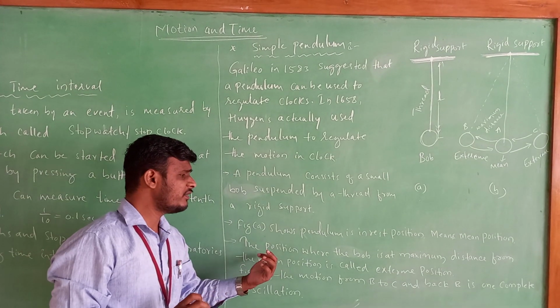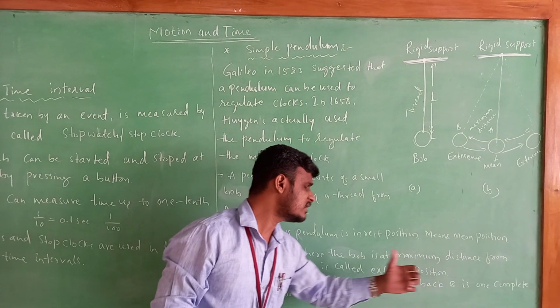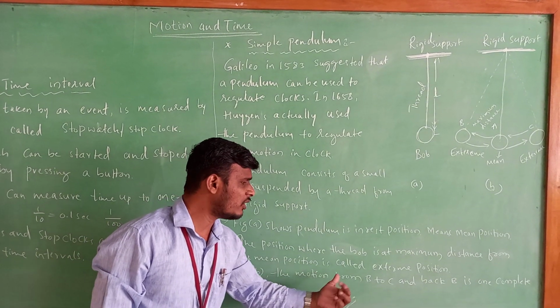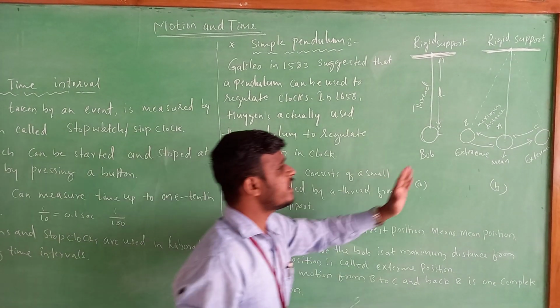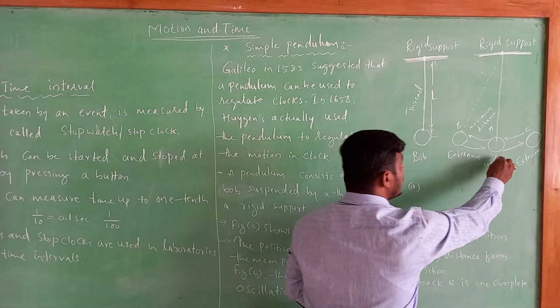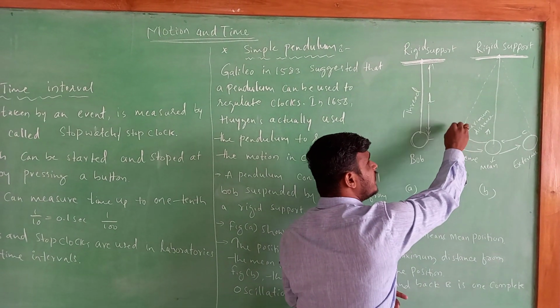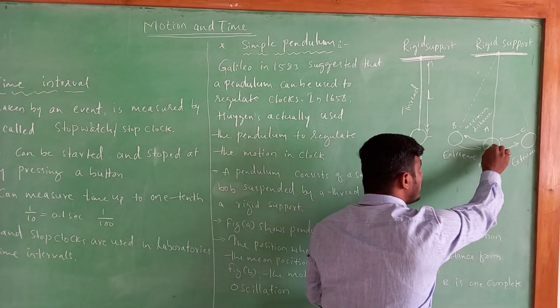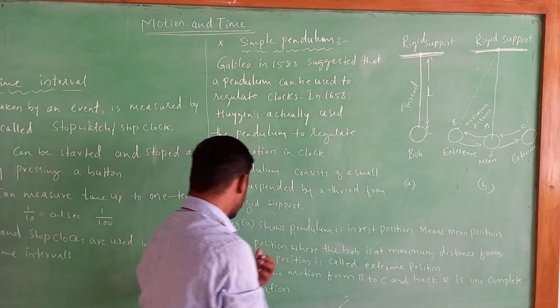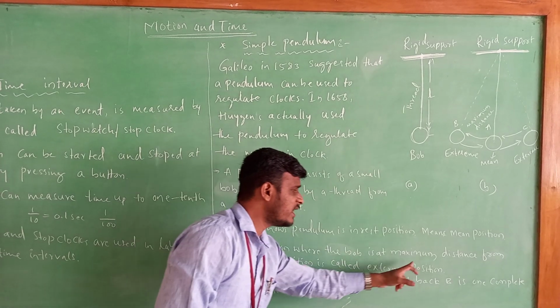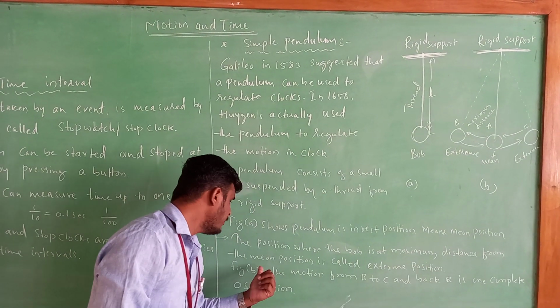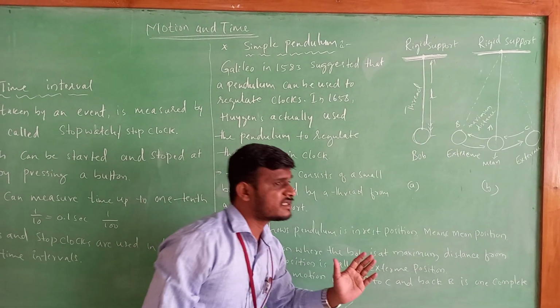So the position where the bob is at maximum distance from the mean position is called extreme position. Here in figure B we can see that. Here is the mean position. The maximum distance from the mean position to the other position we call an extreme position.